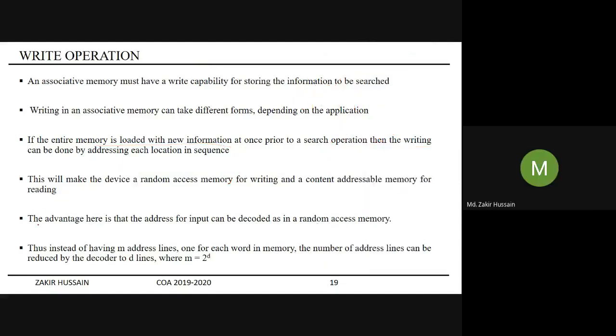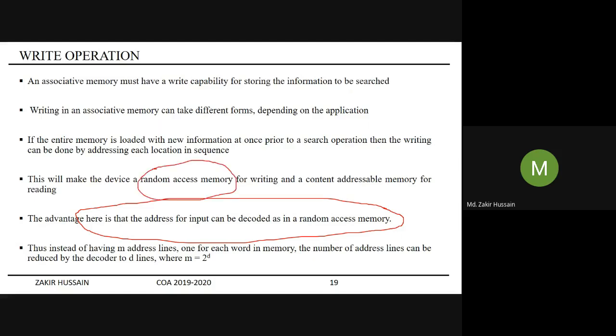Yes, sir. So the advantage here is that the address for the input can be decoded as in random access memory. This is known, because without an address you cannot write. Thus, instead of having m address lines, one for each word in memory, the number of address lines can be reduced by the decoder, with d lines.